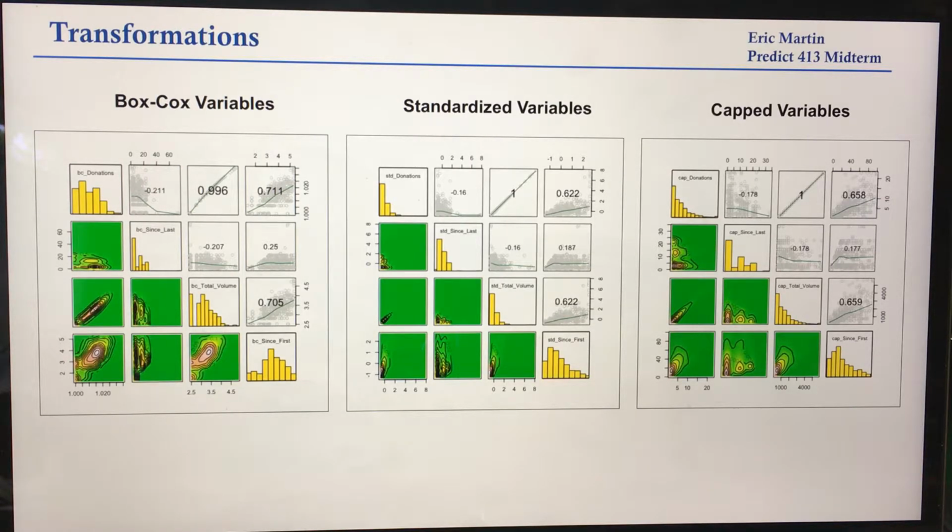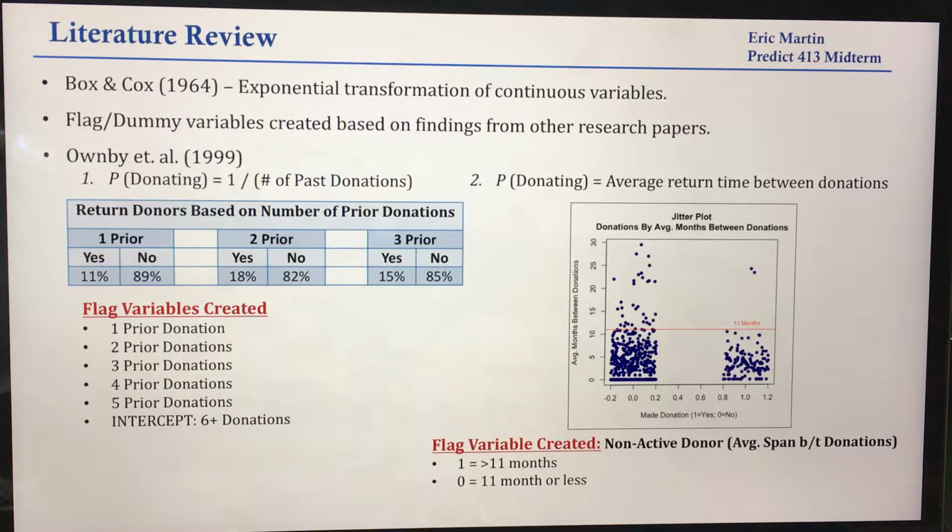Transforming these variables to help normalize the data turned out not to be very effective. We tried capping the variables, doing a Box-Cox transformation, as well as standardizing the variables, and while it improved the normal distribution, it didn't completely solve it. A literature review included the Box-Cox article from 1964 regarding the exponential transformation of variables.